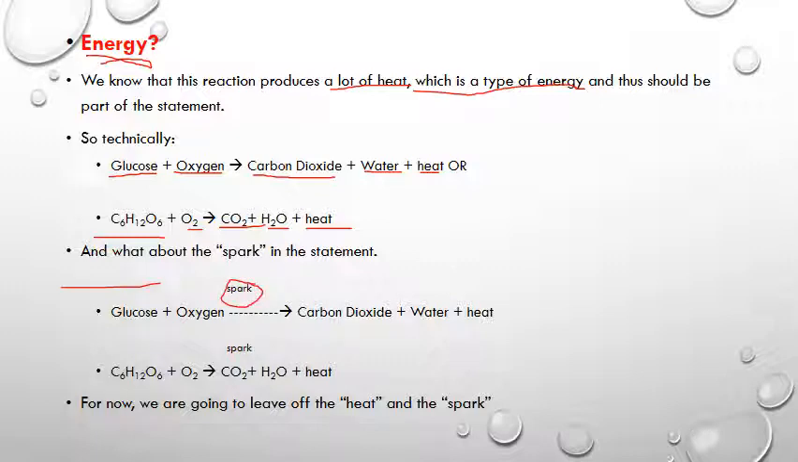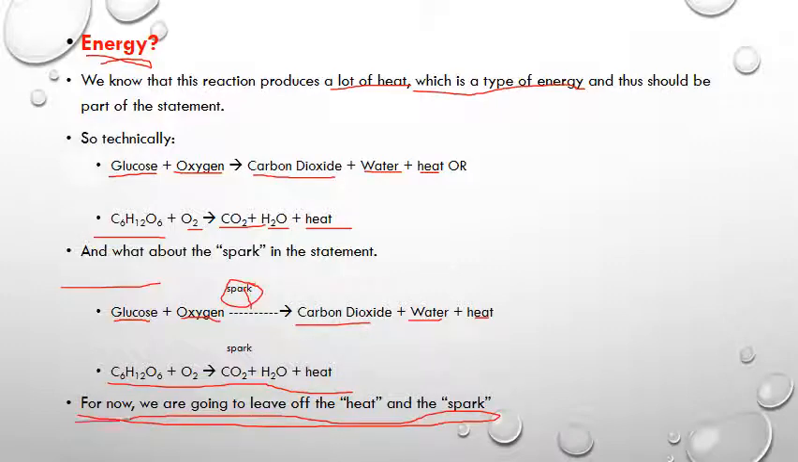Well, we can put that in the equation too. We just put it over the arrow, because really the spark just comes and goes. It's not part of the reaction itself. So you have glucose plus oxygen with a little spark yields carbon dioxide, water, and heat. Or chemically, you can write it like this. But for now, what we're going to do is leave off the heat and the spark and just look at the pure substances that we started out with and the pure substances we ended up with. Though the heat is very important.